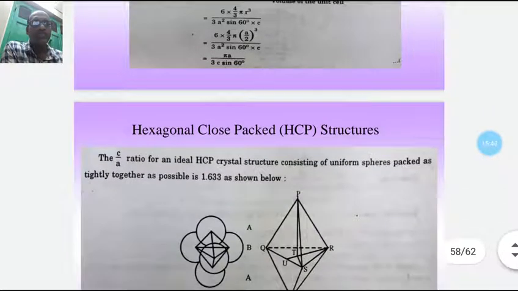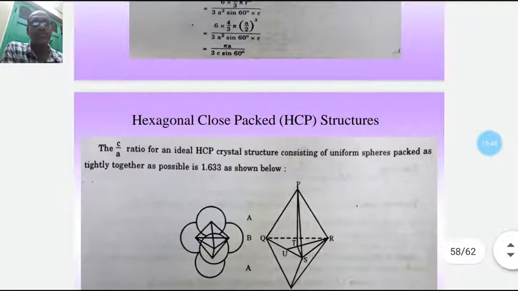So this c by a ratio, as we can see that pi is constant, sin 60 value we know. The c by a ratio for an ideal HCP crystal consisting of uniform spheres packed as tightly together as possible is 1.633. This c by a ratio we can calculate by the following method.